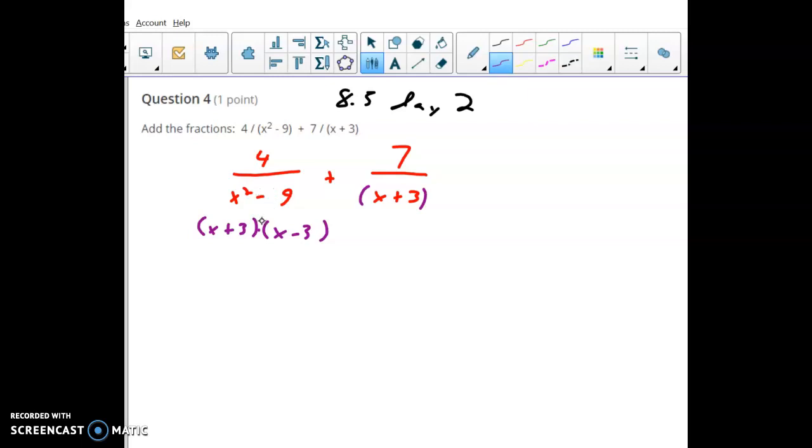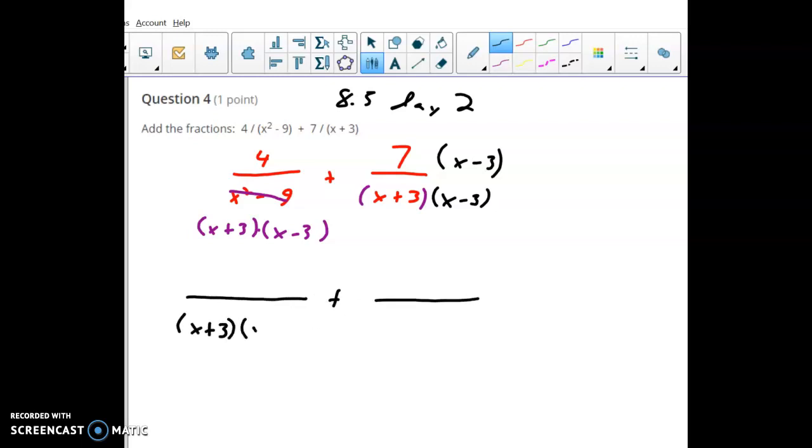Okay, so from there, now hopefully when I look at these denominators, I'd say, okay, I can make a match as long as I can multiply this one by x minus 3. Then they will both have x plus 3 times x minus 3 as their denominators, and then we'll be able to add them together. So the denominator is x plus 3 times x minus 3 on both of these now.